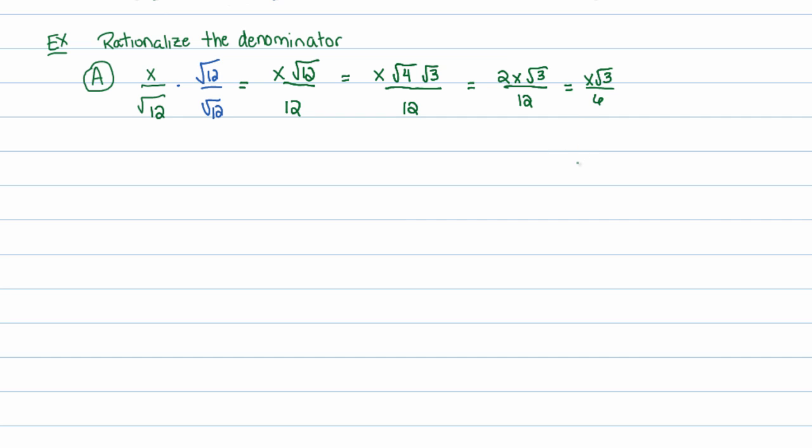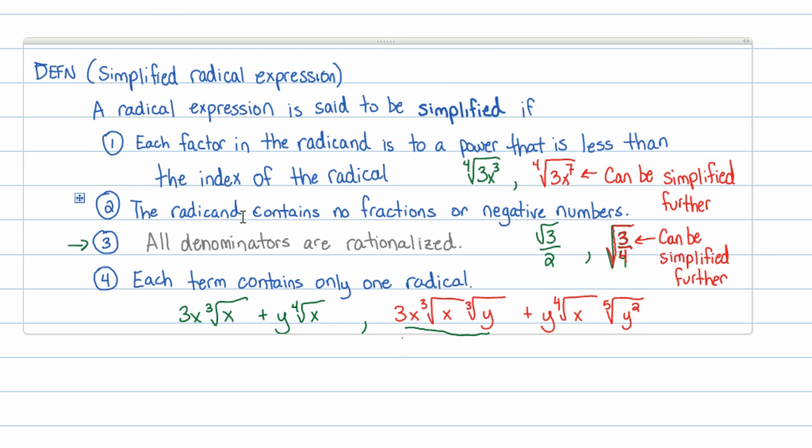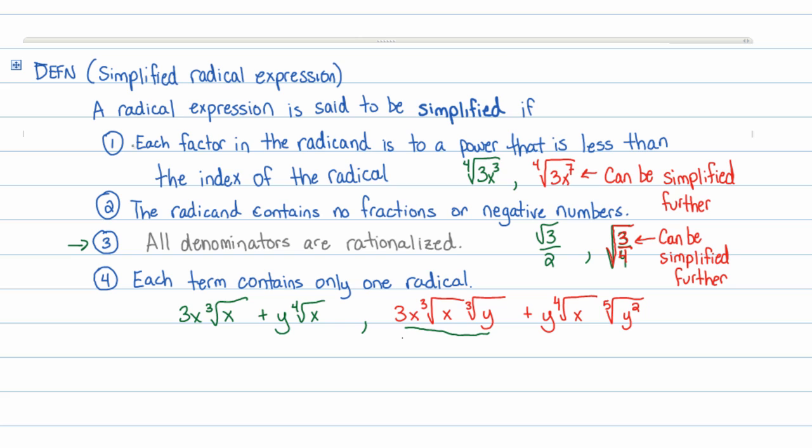And that is the simplified form of that first fraction with a rationalized denominator. How about the square root of the fraction 2a over b? Now, if you recall when we talked about simplifying radicals, and I think I might have that definition back here. Yeah, I do. I had several steps for simplified radical. First thing, each factor in a radicand is to a power that is less than the index of the radical. So when you look at the radicand, all the powers on the inside have to be lower than the index. The second thing is a radicand cannot contain any fractions. In our current example, it does.